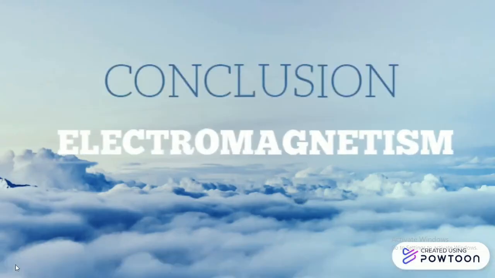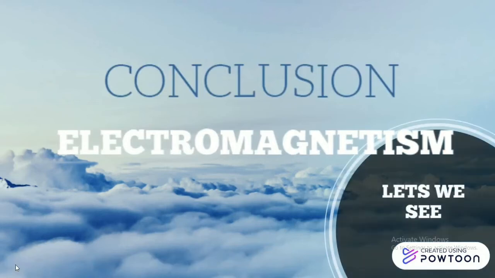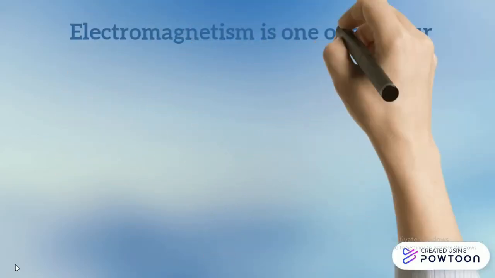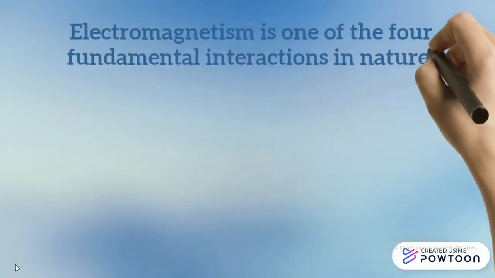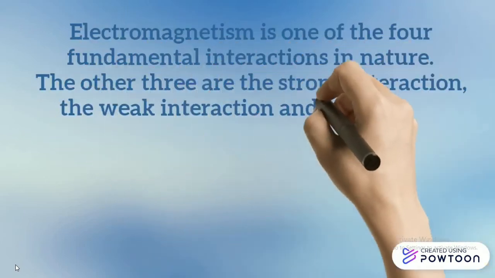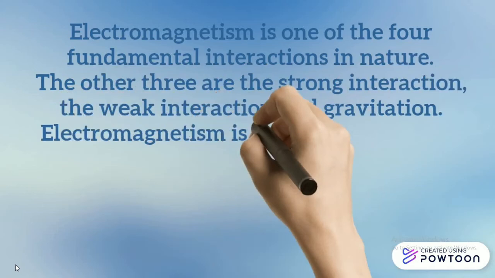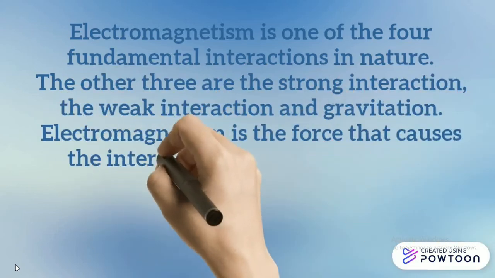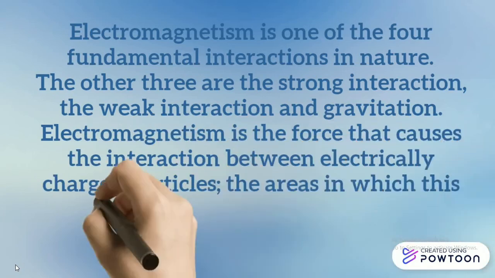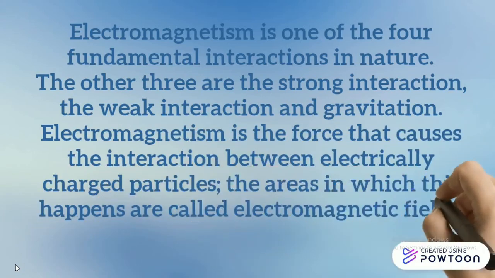Next, we will continue to the conclusion of electromagnetism. So let me see. Electromagnetism is one of the four fundamental interactions in nature. The other three are the strong interaction, the weak interaction, and gravitation. Electromagnetism is the force that causes the interaction between electrically charged particles. The areas in which this happens are called electromagnetic fields.